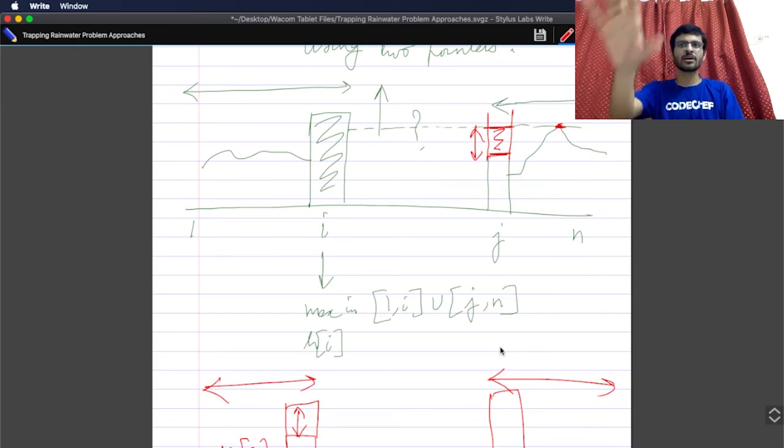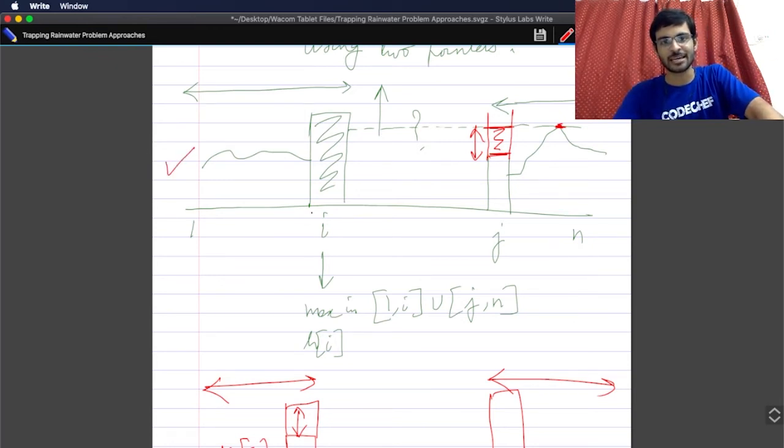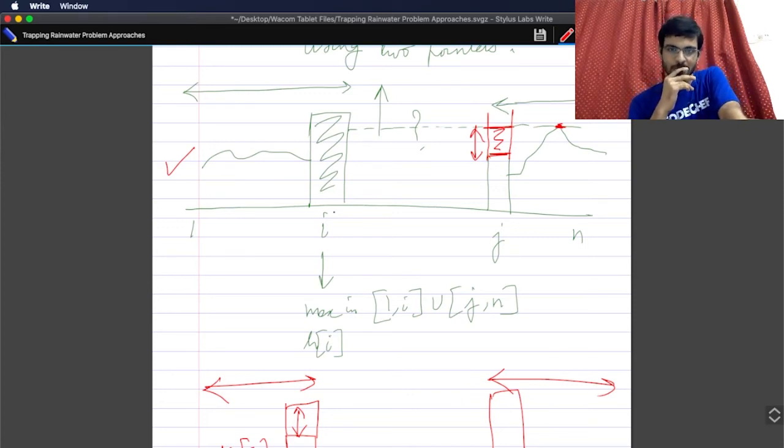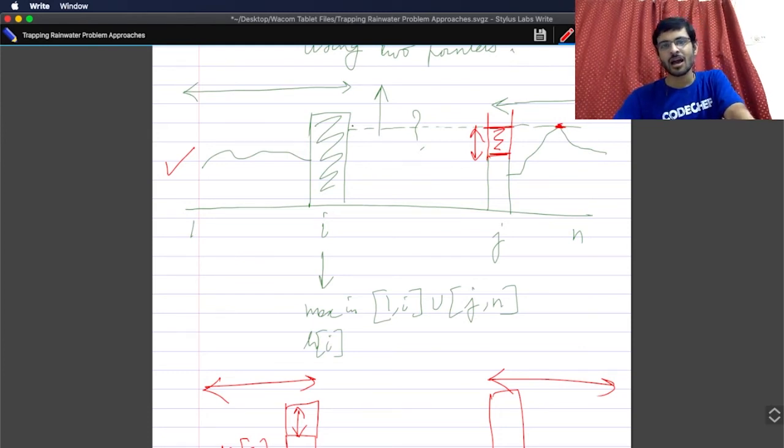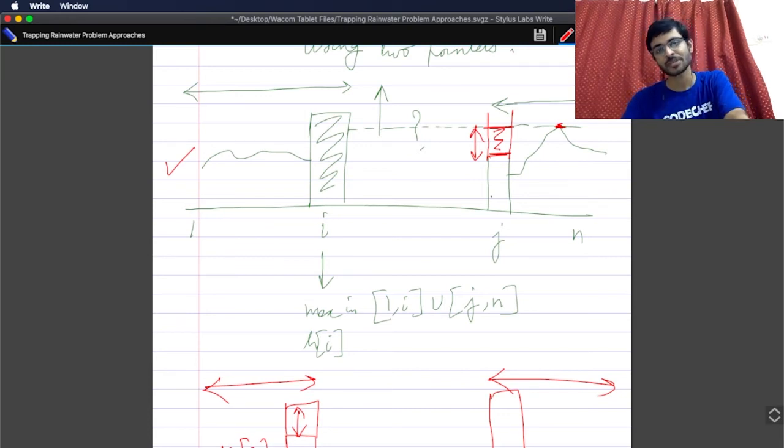Suppose from here I give you the task that up to here I have got this arrangement, and suppose in this case the greatest element is at i. Can we say now that i will not store any water? I won't be storing any water, j has already stored water, and we know that j won't be storing any more water.